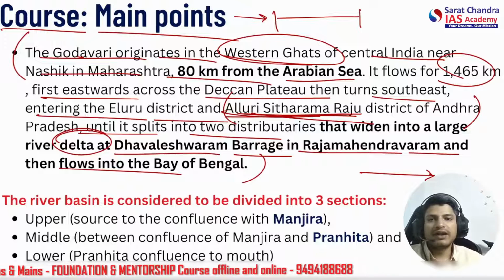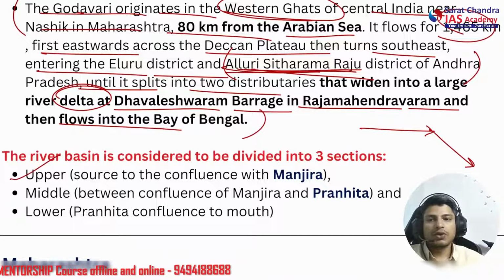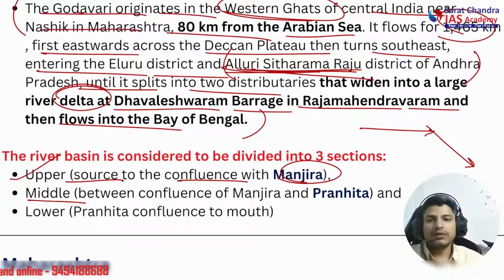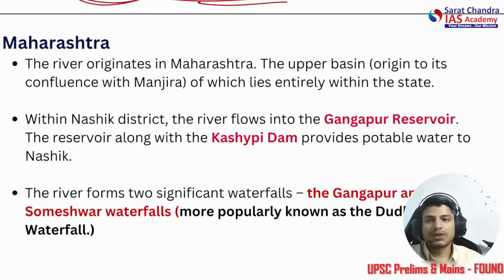But let's divide it into 3 sections for better understanding. One is the upper course, from the source to the confluence with the Manjira. The middle course is from the confluence of Manjira further to Pranhita, and the lower course is from the Pranhita confluence to the mouth. These are very important tributaries, Manjira and Pranhita. We'll see about them.